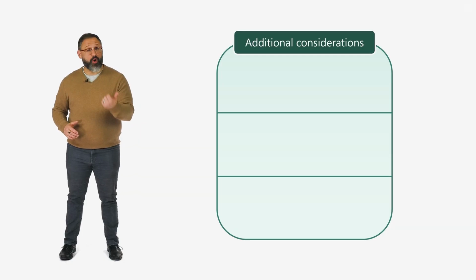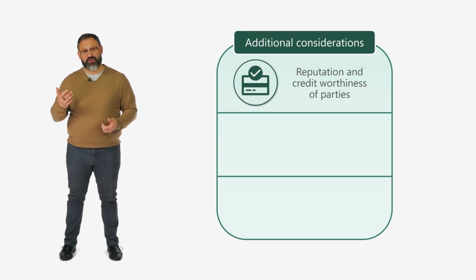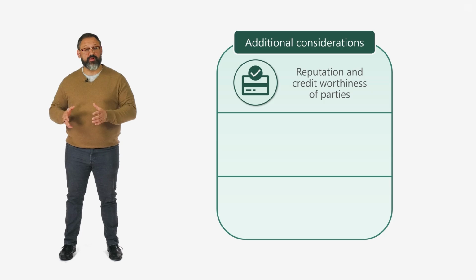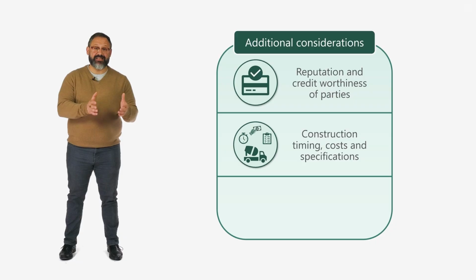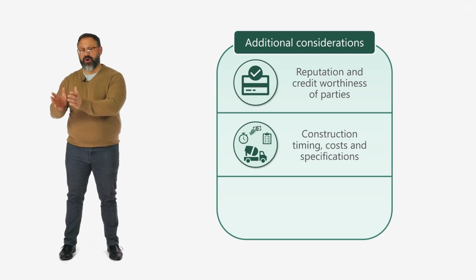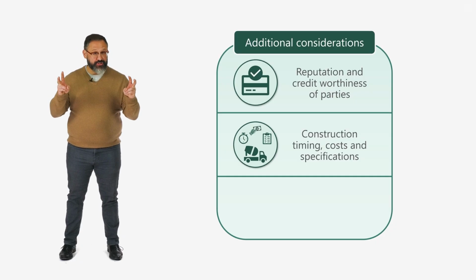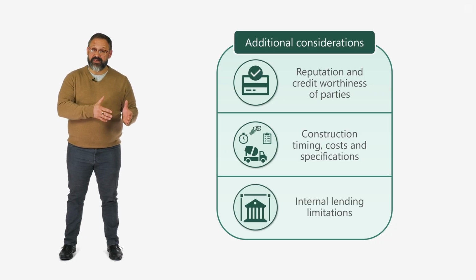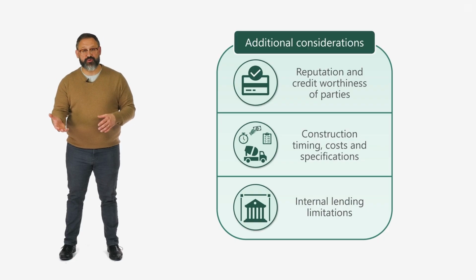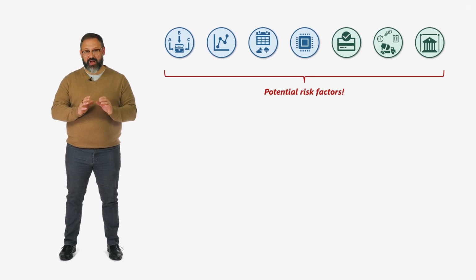On top of this, lenders must consider if the parties involved in the project, such as project sponsors, EPC contractors, O&M providers, off-takers, are creditworthy and have a proven reputation. An estimation of the risk related to construction, timing, costs, and project specifications, called completion risk. And whether they themselves have an internal lending limit, such as a maximum exposure to a certain market or borrower. These factors could make a project riskier.